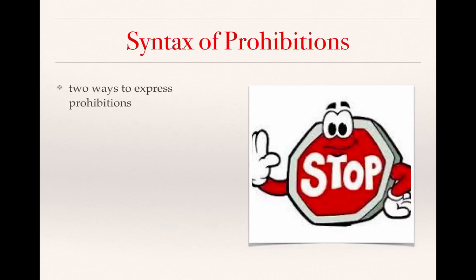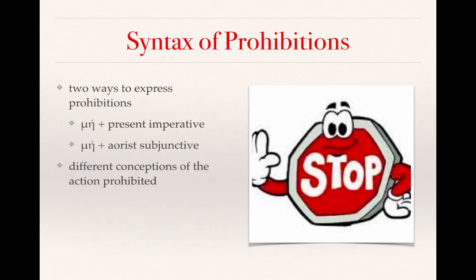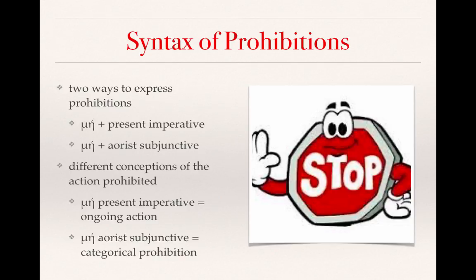So there are two ways to express prohibitions. The first is using me plus the present imperative. The second is to use me plus the aorist subjunctive. Both of these are examples of prohibitions, saying what not to do. There are slightly different conceptions of the action being prohibited, however. When you see me plus the present imperative, that is sort of prohibiting an ongoing action. If you see me plus the aorist subjunctive, that is sort of a categorical prohibition. It is never acceptable, or surely not acceptable, to do that sort of behavior.